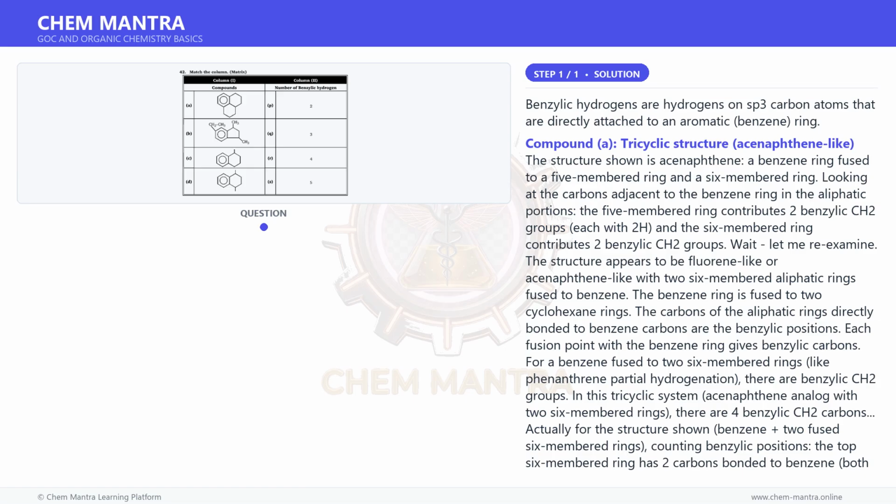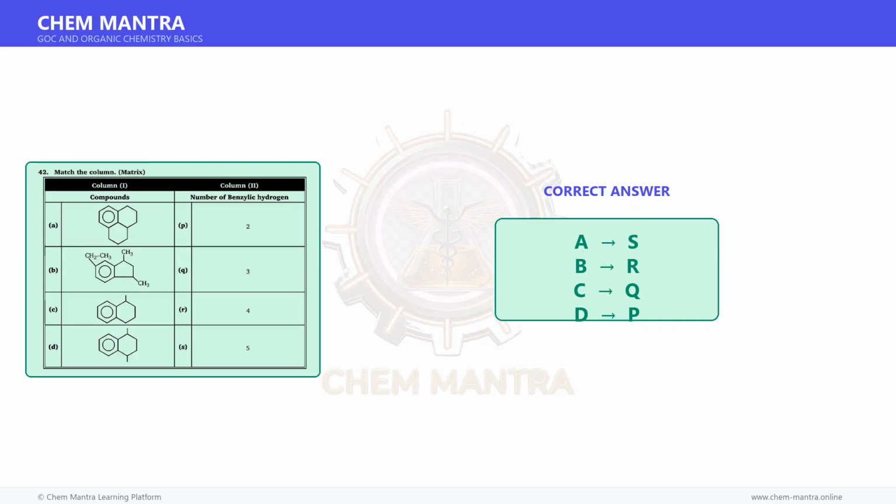Summary. A: S, 5 benzylic hydrogens. B: R, 4 benzylic hydrogens. C: Q, 3 benzylic hydrogens. D: P, 2 benzylic hydrogens. Therefore, the correct answer is A. S, B, R, C, Q, D, P. Therefore, the correct matching is A matches S, B matches R, C matches Q, D matches P.